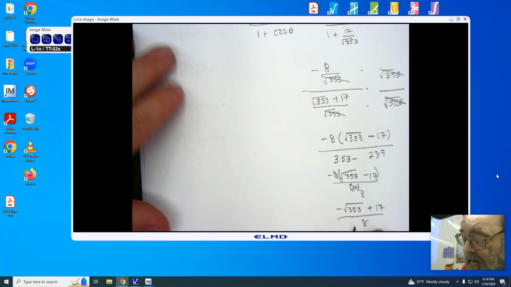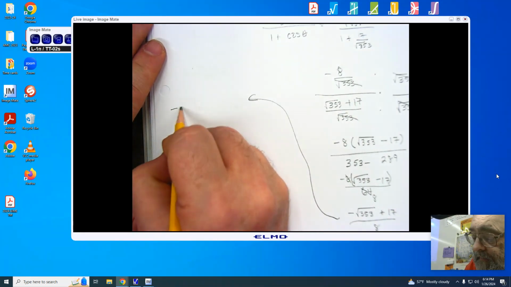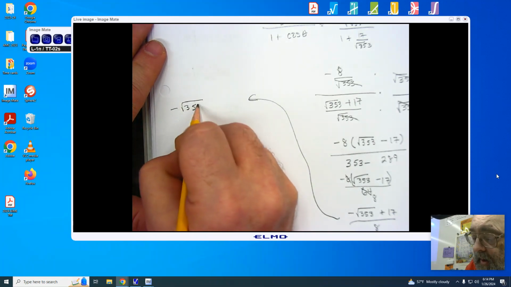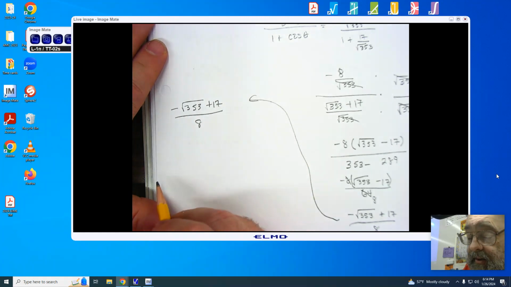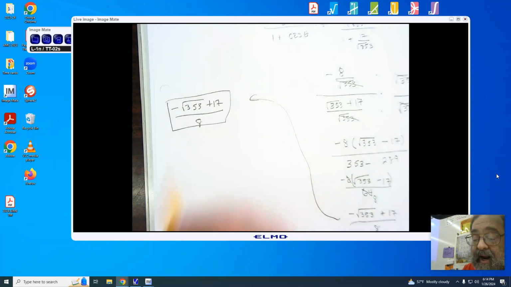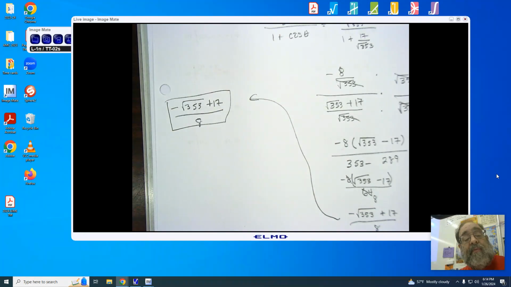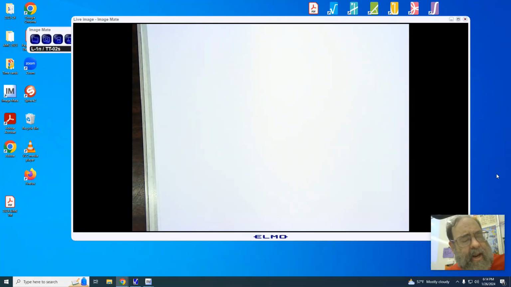I'm going to go ahead and write that over here now. Negative square root 353 plus 17 divided by 8. And frankly, I've got my radical out of the denominator. Everything is cleaned up. There's my answer. That's what I'm looking for. Let's go ahead and move on. Notice that was a fairly ugly problem.